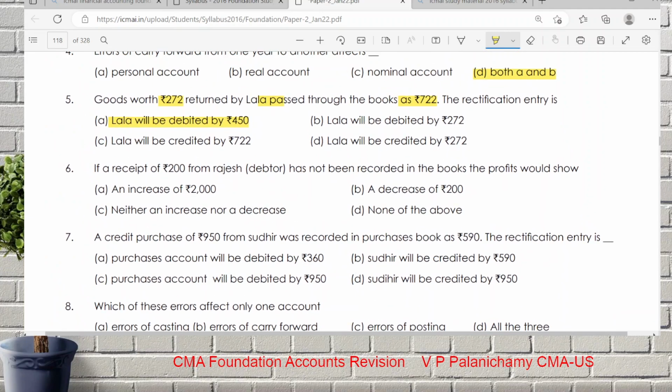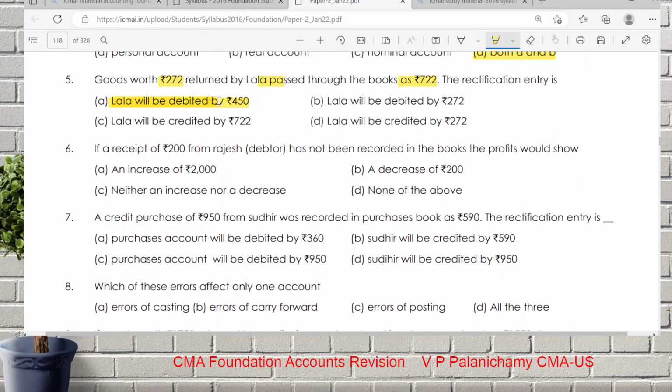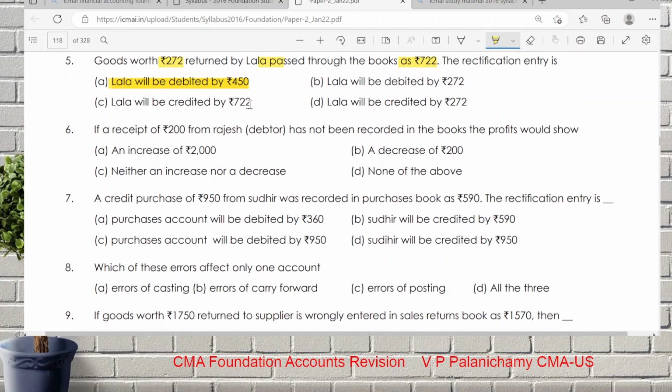Lala account debtor to which account? Suspense. Okay. Anyway, இங்க Lala account debit பண்ணீங்களா credit பண்ணி தான் கேட்டிருக்காங்க. Lala account will be debited with what? 450. ஏன் 450 debit பண்றோம்? Excess credit. Of a receipt of 200 from Rajesh, not recorded in the books.